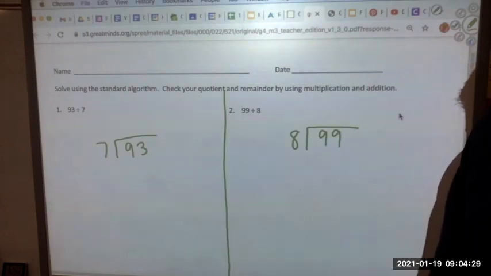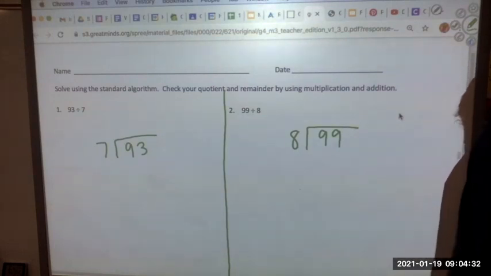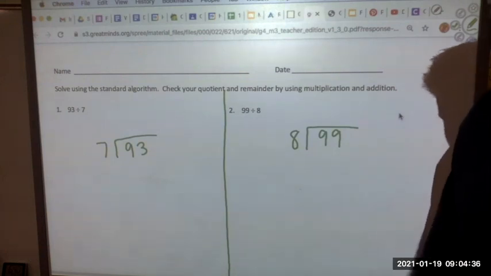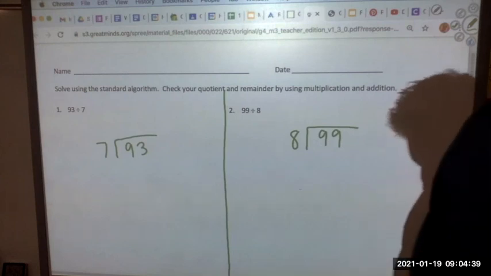Okay, so we're going to be going over this tomorrow. So you need to make sure that you work these out to the best of your ability. Put your answers into assessments, and good luck, guys. You got this.